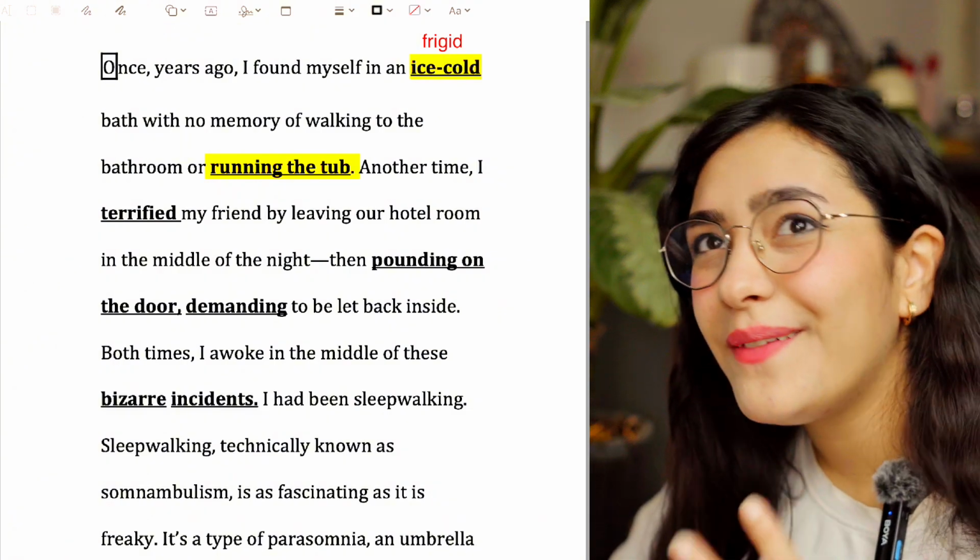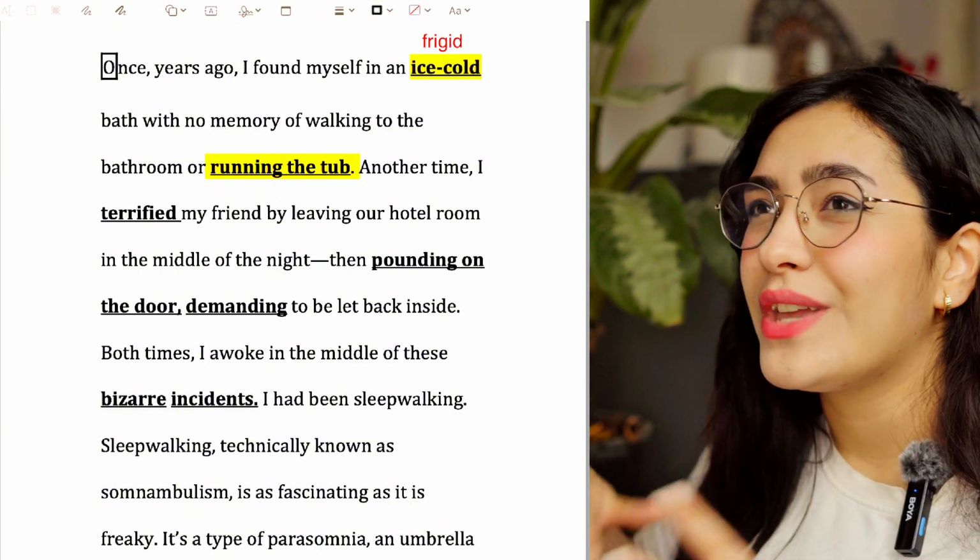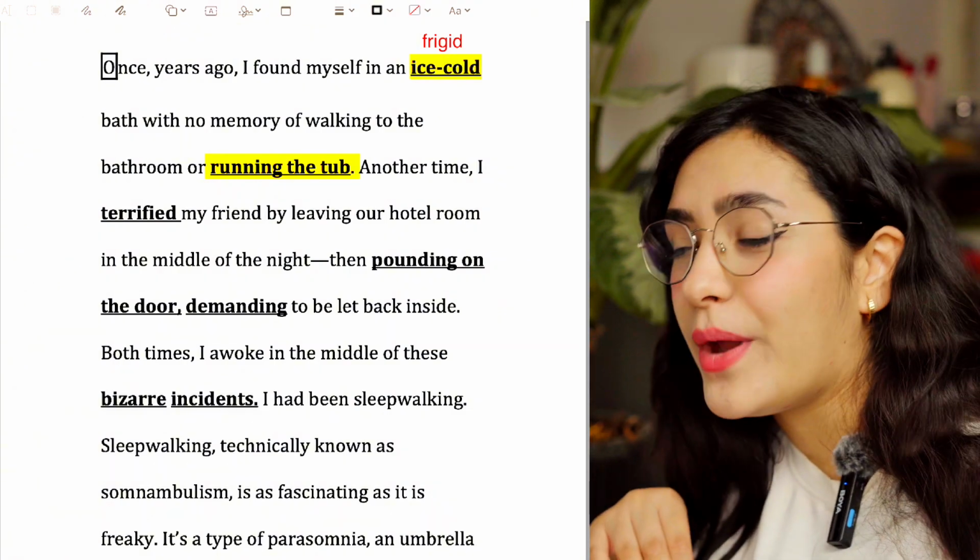Soak. I love this word. Soak is when you get wet and you take a shower.